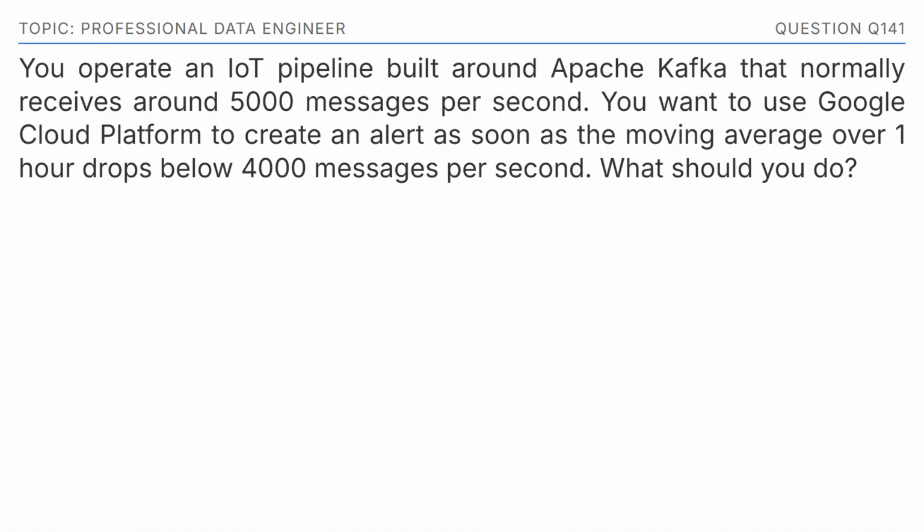You operate an IoT pipeline built around Apache Kafka that normally receives around 5,000 messages per second. You want to use Google Cloud Platform to create an alert as soon as the moving average over 1 hour drops below 4,000 messages per second. What should you do?